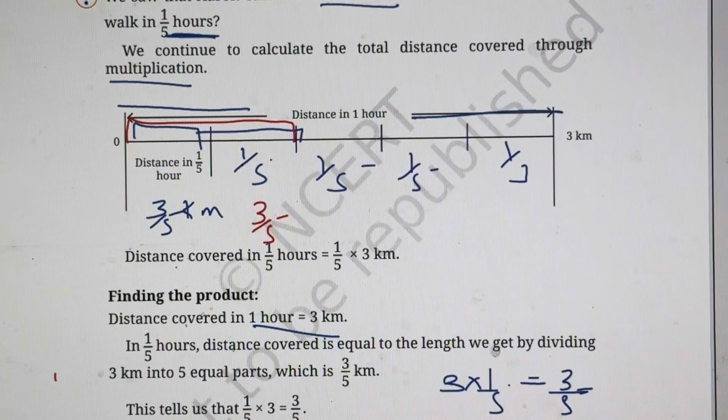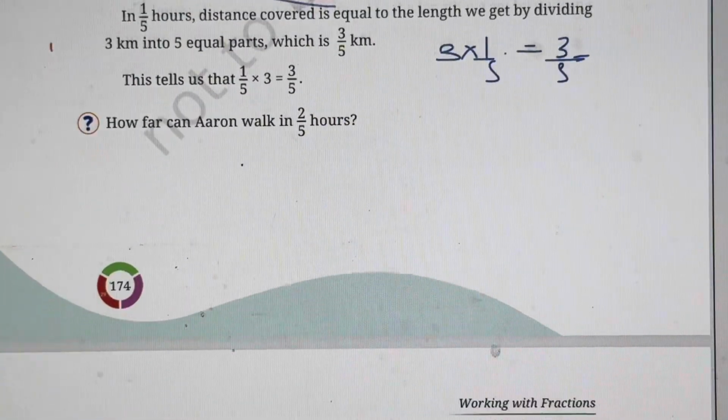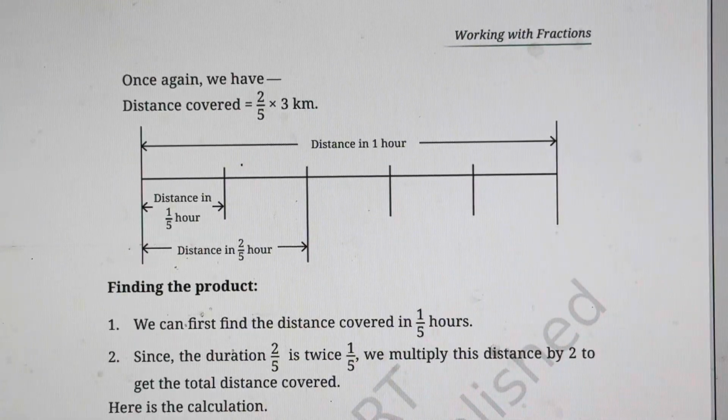So what to do for 2 times 1/5? We again multiply 2 by 3 upon 5. Just see the steps over here. The same thing is shown. The distance in 1 hour is 3 kilometers. This is 1/5 of an hour, and this is 2/5 of an hour, from here to here, which I just showed you in the picture. We can first find the distance covered in 1 upon 5 hours, which we already did and got as 3 upon 5 kilometer, and we just take twice of it.